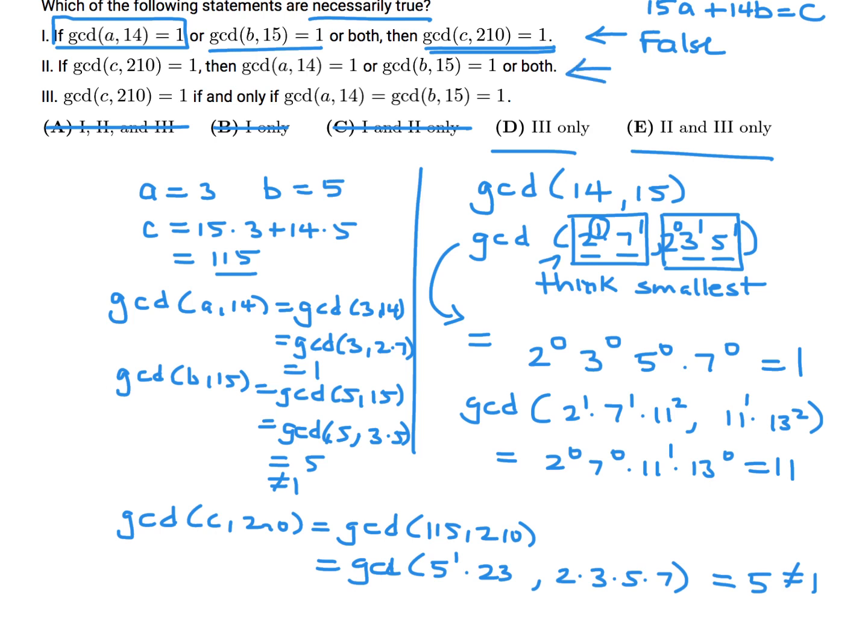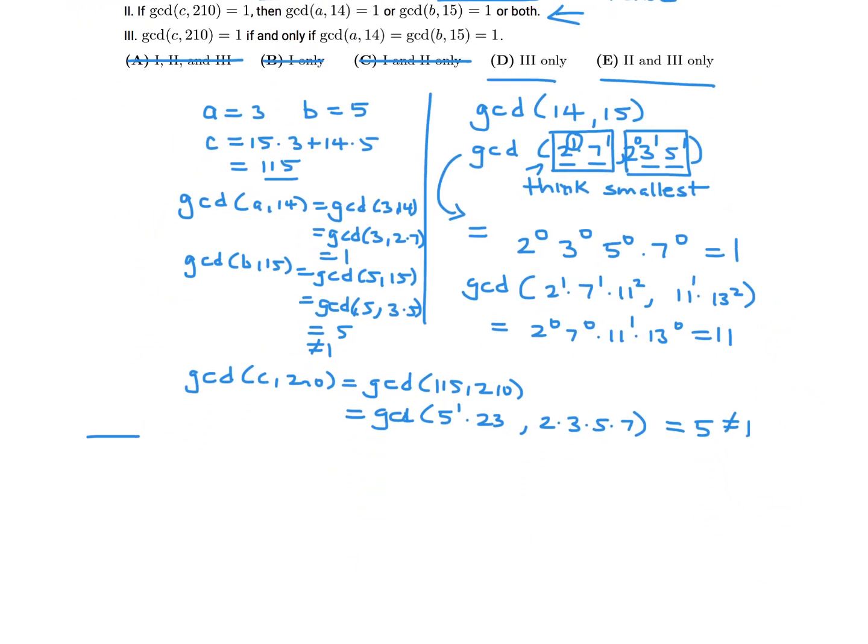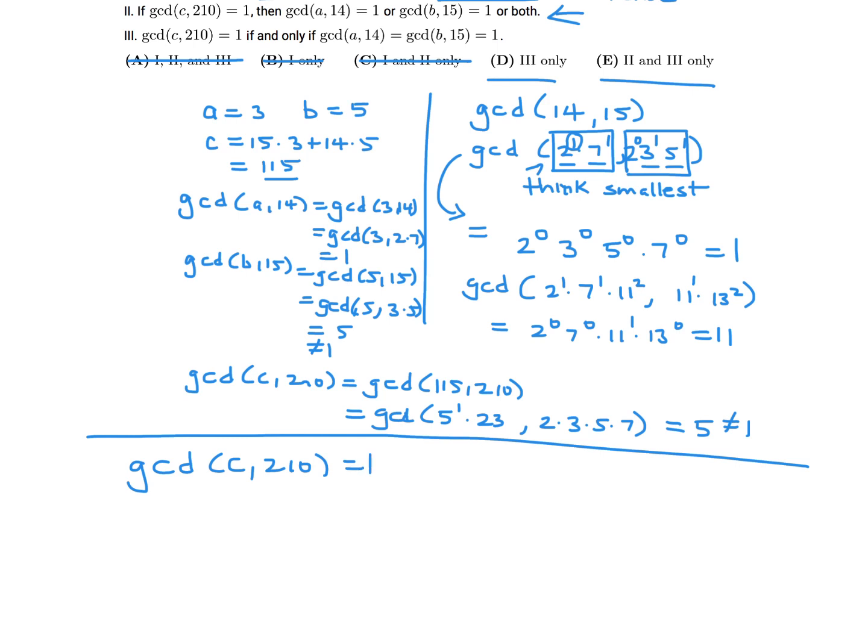So I guess we now concentrate on the second one, which is if the GCD of C and 210 is 1, then the GCD of A and 14 is 1, or the GCD of B and 15 is 1. Okay. Well, let's see. If the GCD of C and 210 is 1. Well, we're no longer using this anymore. This has already been done. We're just going to use something else.